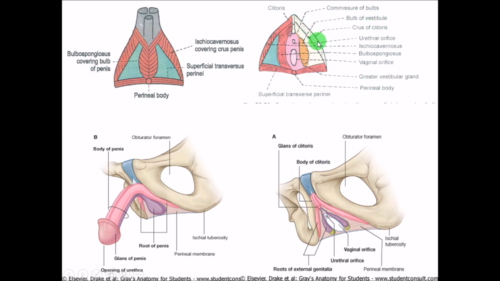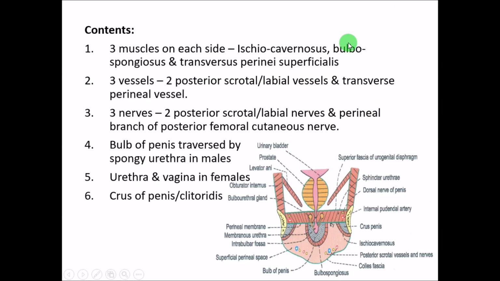So this is the crus, and this is covered by the same muscle called the ischio-cavernous. The ischio-cavernous is present in both male and female, as is the bulbospongiosus. Here you can see this is different from the side. This is the whole superficial perineal pouch. On either side we have the crus of the penis, and in the female it is the crus of the clitoris, covered by the ischio-cavernous.